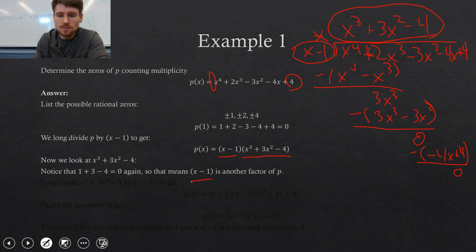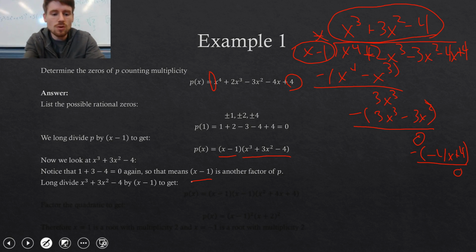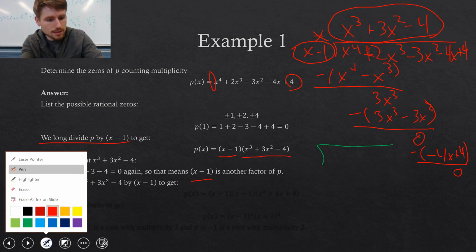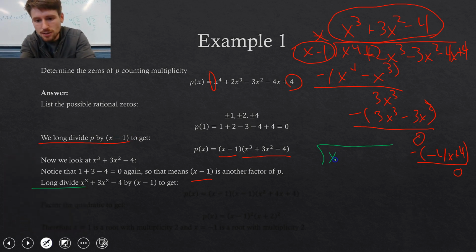Okay, so we're going to long divide x minus 1 from the cubic that's left. So we'll long divide x cubed plus 3x squared minus 4 by x minus 1. Let's go ahead and do that again. I'll do it in another color to keep things separate. First one I was long dividing, that's in red. So in green, now we're doing x cubed plus 3x squared plus 0x minus 4 divided by x minus 1.